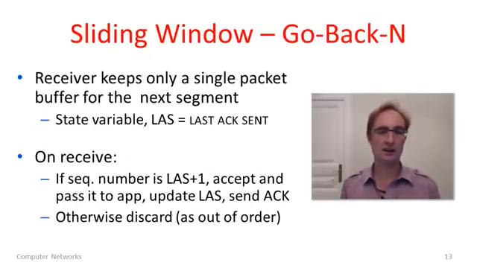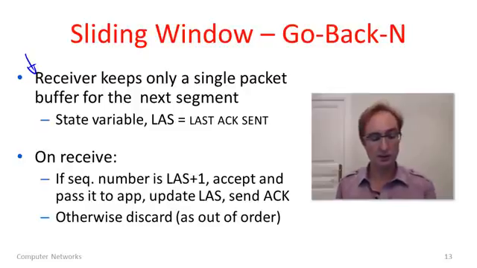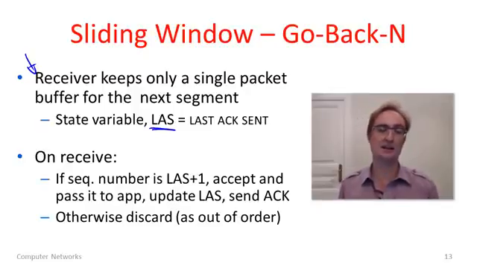Let's look at what goes on at the receiver, because we just saw the sender half there. And recall I was going to describe 2 different variations for you. The first variation is go back N. And it's very simple. It's actually the simplest sliding window receiver implementation. Here, the receiver only keeps a single segment buffer to put the next segment in. So when it gets the right segment, it passes it up to the application. So the application sees data in order. All we need here is one state variable, LAS, the last ACK sent. And what we're looking to do is receive a segment which is the next one beyond that.